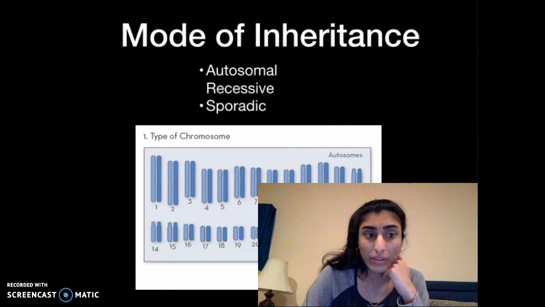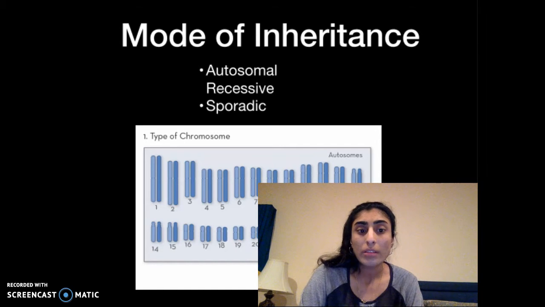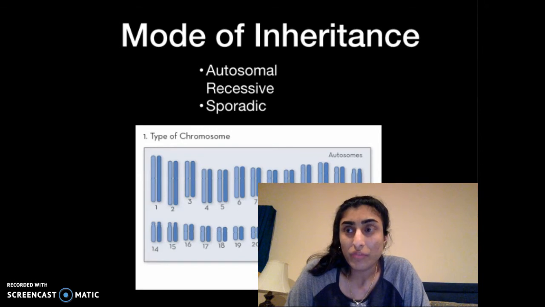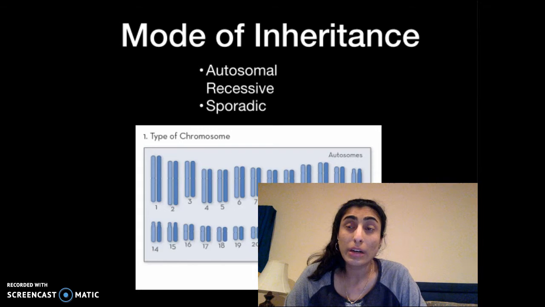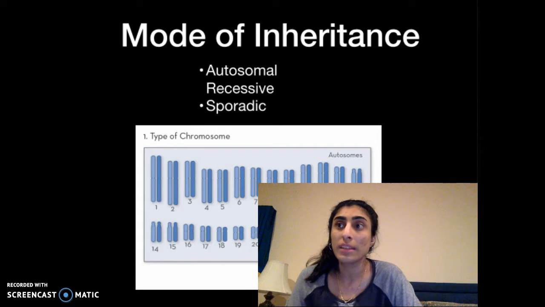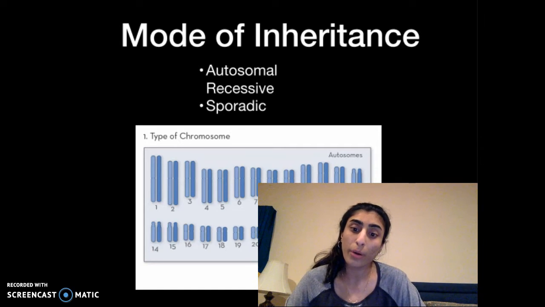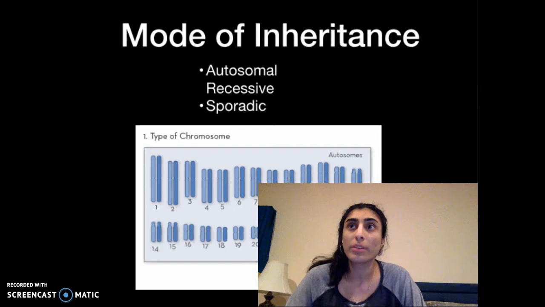So, the mode of inheritance. This disorder is both autosomal recessive and sporadic. Generally speaking, just because a family member has had this disorder does not mean that someone else in that family will have it. If it does occur that way, it is a recessive trait, so the child would have to receive the trait from both the parents.